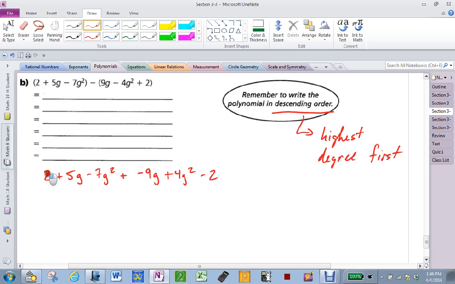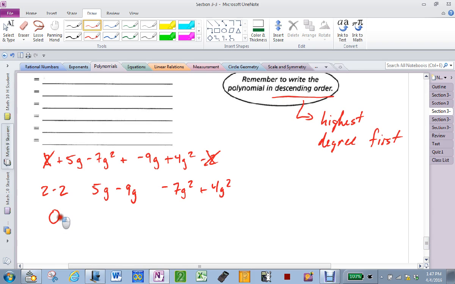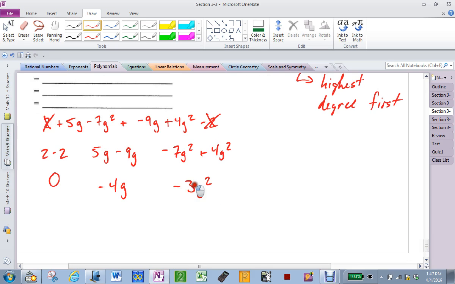Collect like terms. 2 goes with negative 2. 2 minus 2, they're done. G goes with G. Negative 5G minus 9G. And G squared's negative 7G squared plus 4G squared. 2 minus 2, 0. 5 minus 9, negative 4G. Negative 7 plus 4, negative 3G squared. Which goes first to be proper? The G squared, because it's a higher degree. So it's negative 3G squared minus 4G.